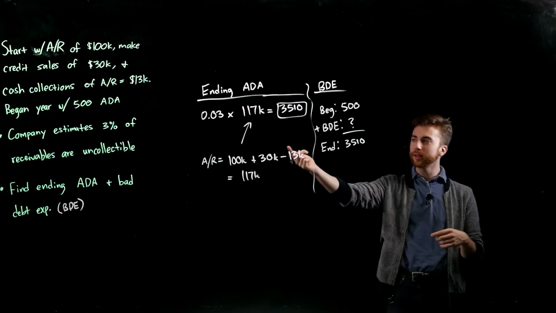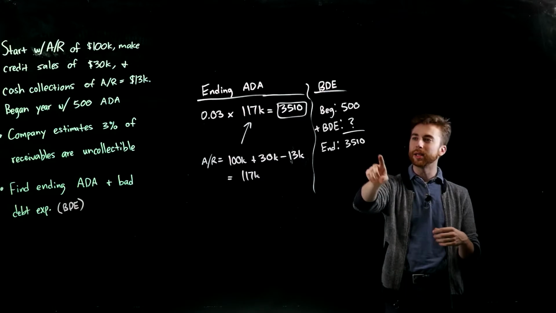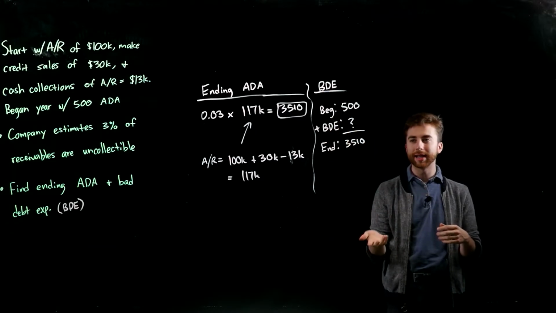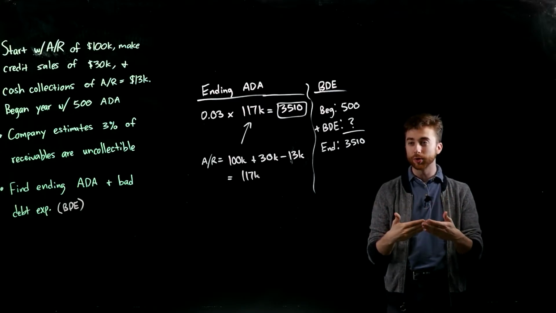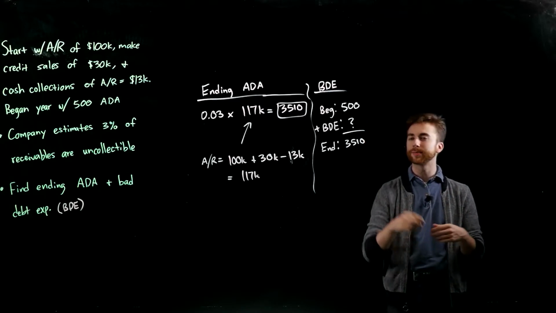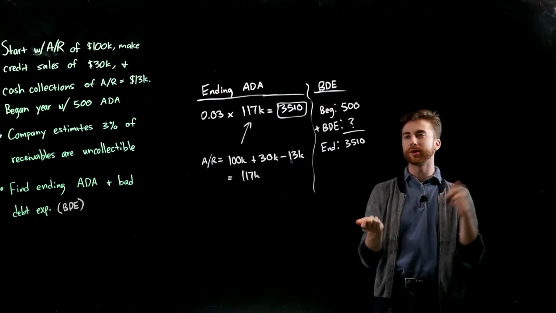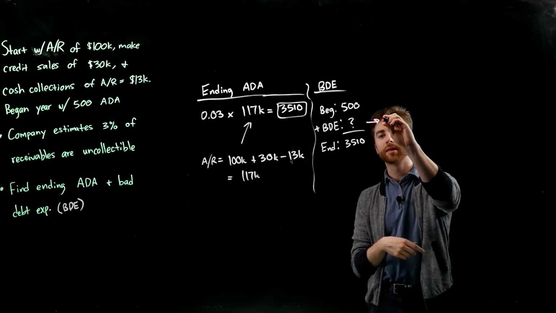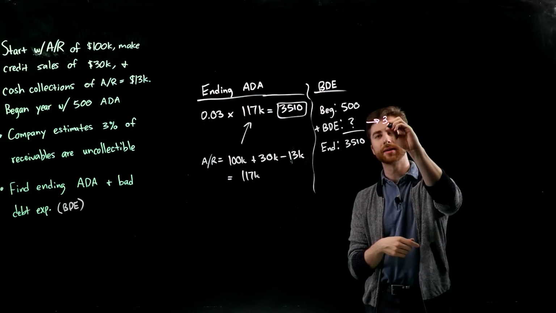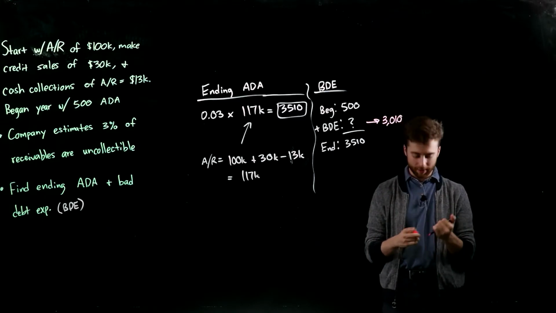So if we're beginning the year with 500 in our ADA, we start with that much. We're ending the year with 3510 in our ADA. That must mean, considering there's no write-offs or anything like that, the adjustment to that account is going to be the bad debt expense. So you just plug what is the difference between the 500 and the 3510. How do you get from there to there? It's just going to be an extra 3,010. And that's going to be your bad debt expense. So that's how you do the percent of receivables method.